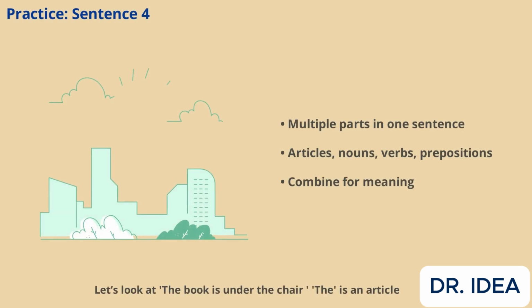Let's look at the book is under the chair. The is an article. Book is a noun. Is a verb. Under is a preposition. The is an article again. Chair is a noun. This sentence uses several parts of speech together, showing how they combine to make meaning.